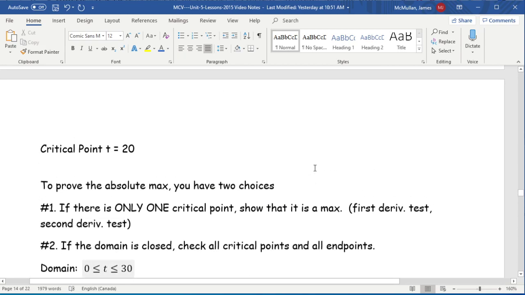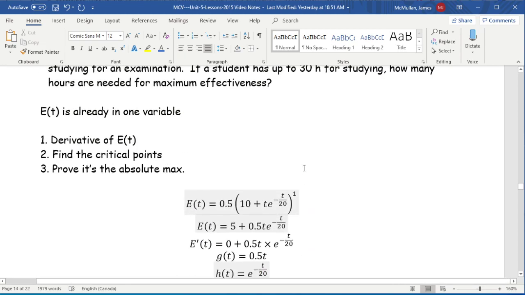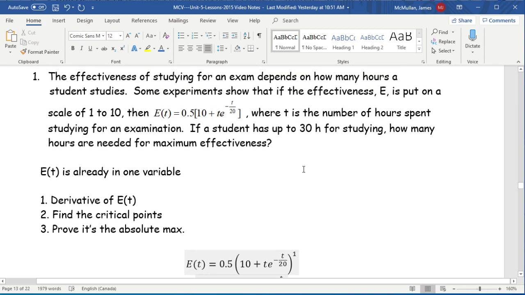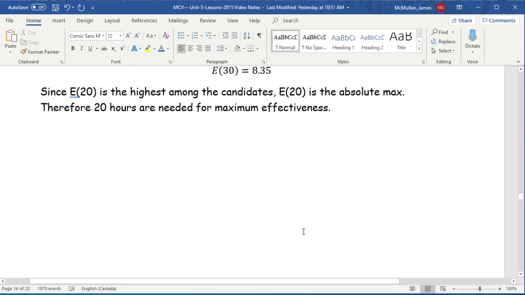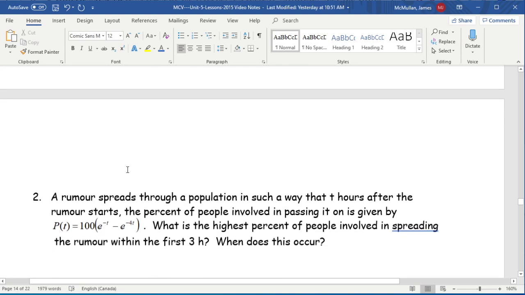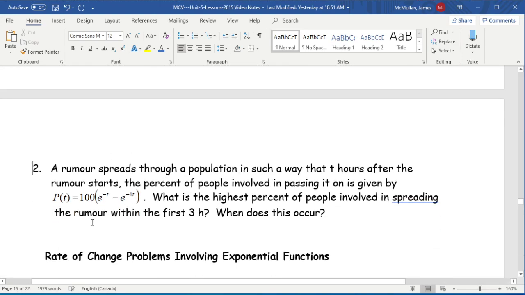So again, really good question. It combines a lot of what we learned last unit and what we learned in this unit. The setup is often a little bit easier, but of course for the derivative you need to use your new skills, and you still need to make sure you prove it is the absolute max. A lot of people always forget to do that, so make sure that you do that. Okay, let's try number 2.